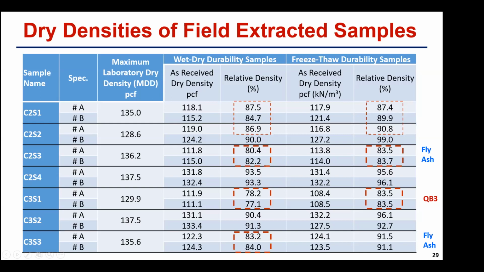One thing that you would notice here is that the fly ash samples had low relative density compared to other samples, as well as the sample that had QB3, which was also of a lower density compared to other samples.